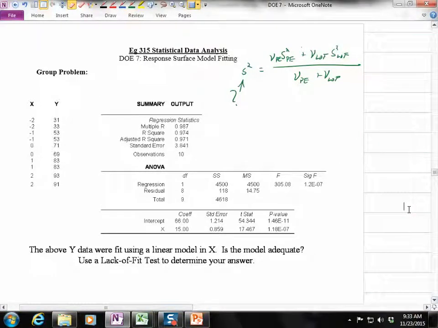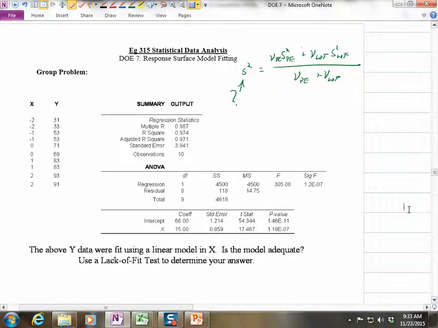Questions? Yep. Total degrees of freedom, correct? How many data points? Are there 10 data points? Yeah, 10 data points, so it's always n minus c. Figure out how many coefficients are in your model. You can see your output there.